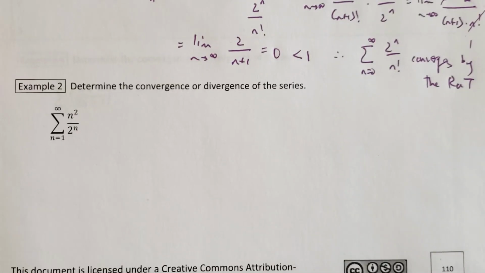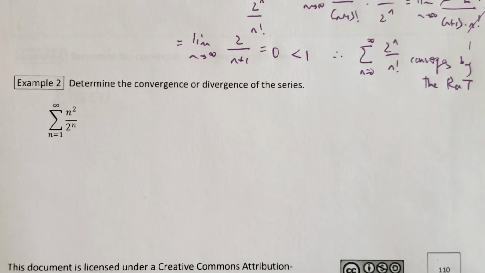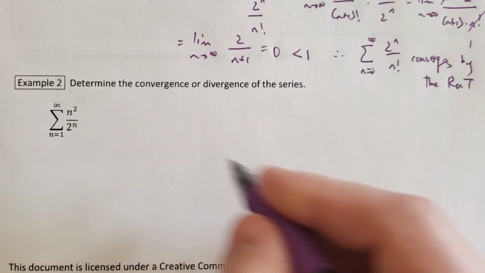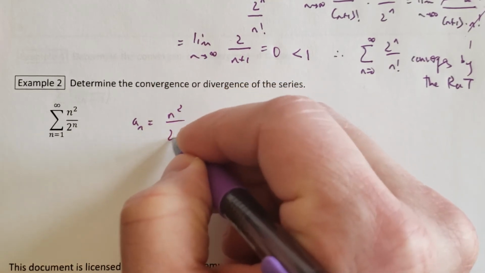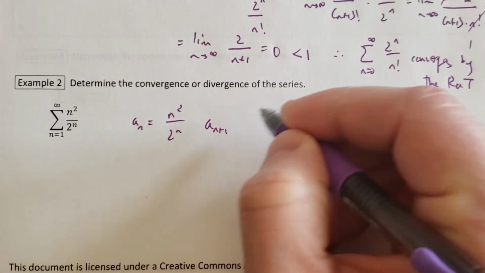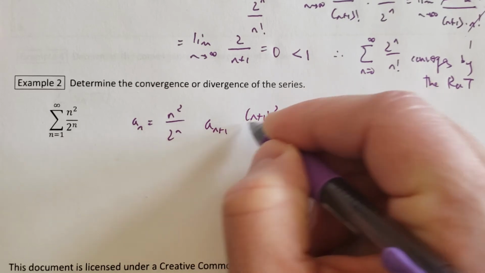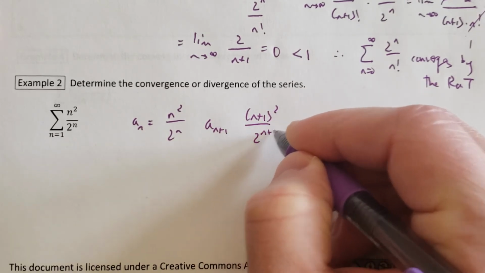If you really want to practice here, example 2, this would be good to pause the video and try on your own. I'm going to go ahead and do this one. A sub n is n squared over 2 to the n. A sub n plus 1 is n plus 1 squared over 2 to the n plus 1.